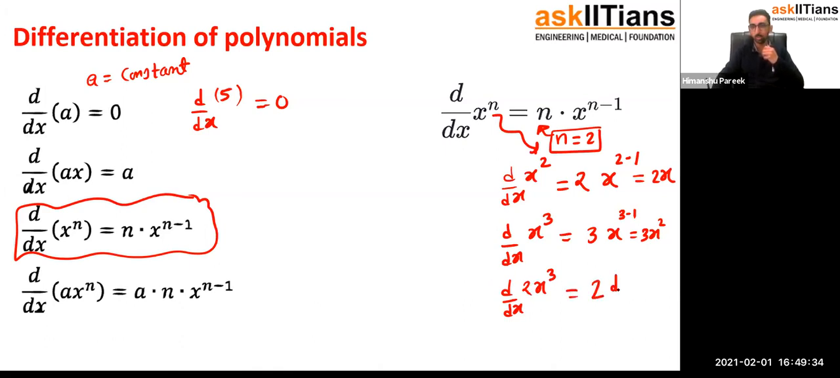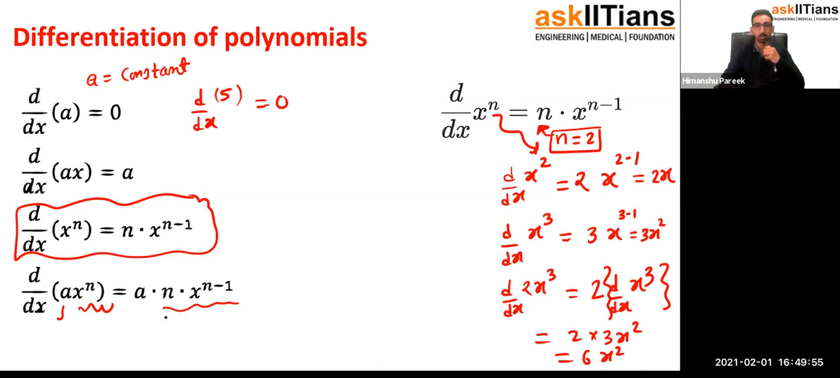So 2 d by dx of x cube. And this d by dx of x cube you have done just now, which is 3x square. So 2 multiplied by 3x square would give you 6x square. So that's how you can write the differentiations. Got my point? So any constant, you have to take it out, and then you simply do the differentiation of x power n, which is n x power n minus 1.